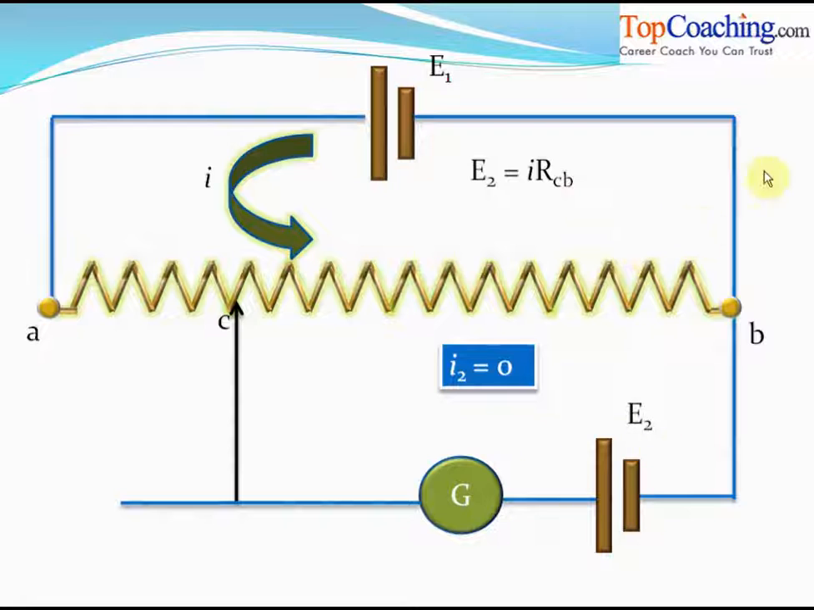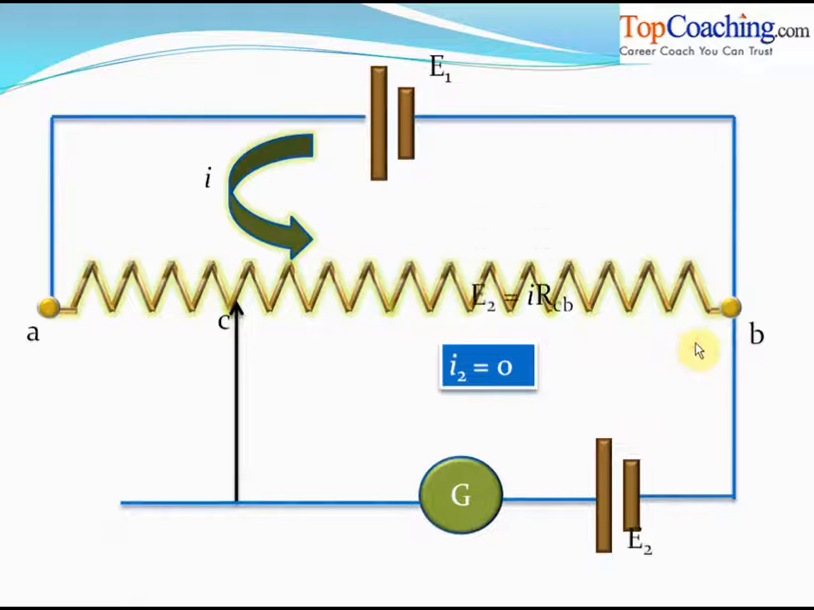You can even make that out from this circuit again, because as you can see, the current flowing from C to B is now only I. So plus E2 minus I into RCB is 0, or E2 is I times RCB. So we can determine the value of E2 if we get to know the current in the first loop. But a potentiometer makes it even easier to measure the value of the EMF of cell E2.